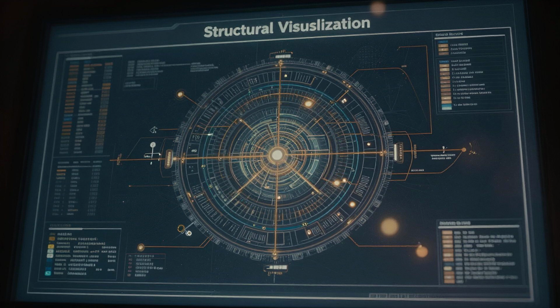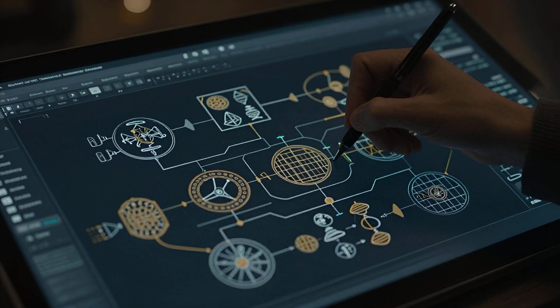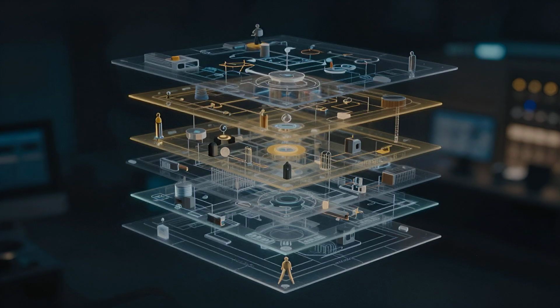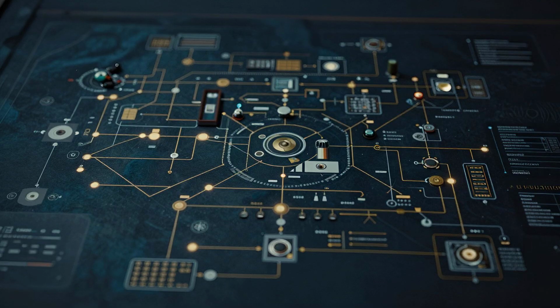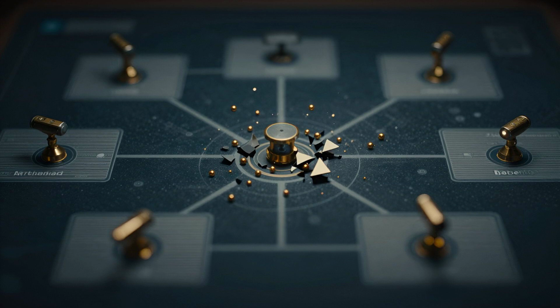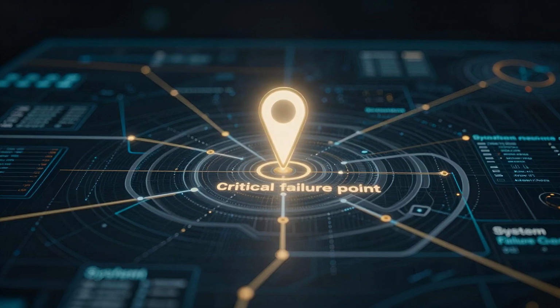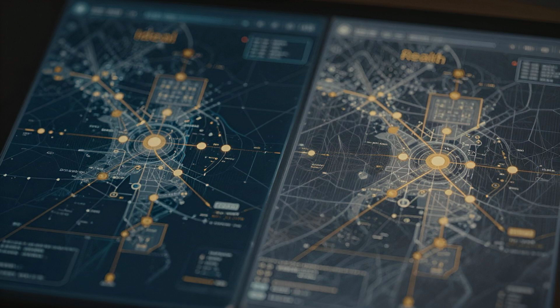Phase 3, structural visualization. Now you build the map. Every component, every dependency, the tools, the processes, and the people on separate layers. Then you draw the connections. If removing one component breaks 5 others, you have found a critical failure point. Mark it. But here is the discipline that most analysis skips.